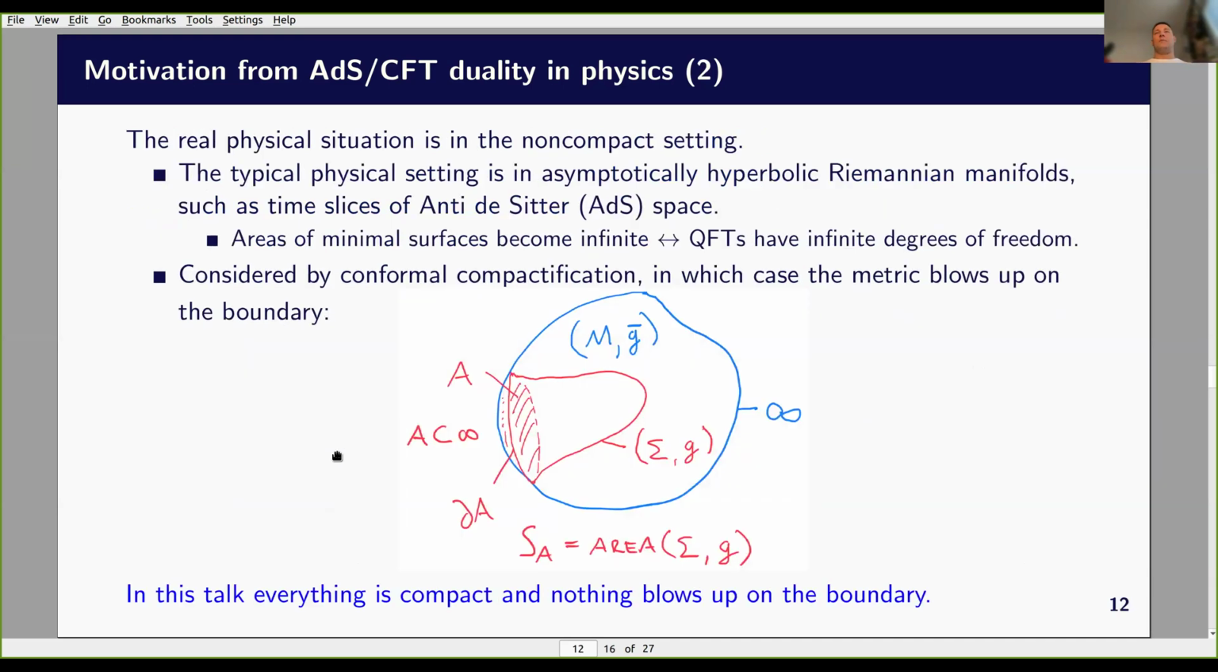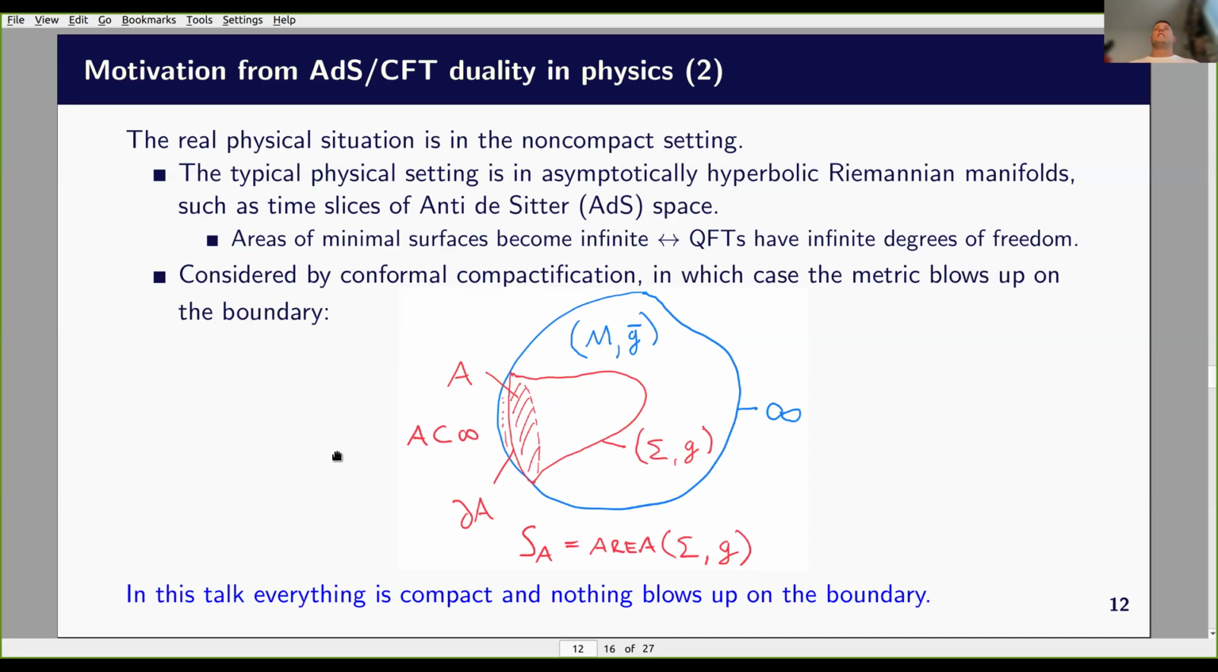Just shortly about the real situation in physics, if there are some people interested in this asymptotic business. The real physical situation is in the non-compact setting. And the typical situation is that you consider asymptotically hyperbolic Riemannian manifolds, and examples of such manifolds are time slices of anti-de Sitter space. So this anti-de Sitter is this AdS and this AdS/CFT.